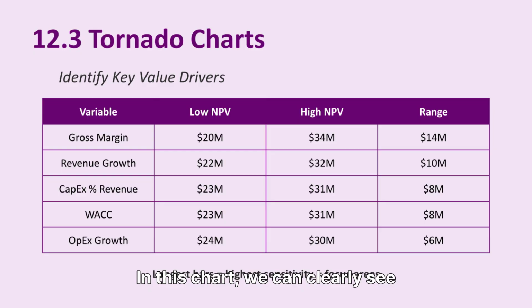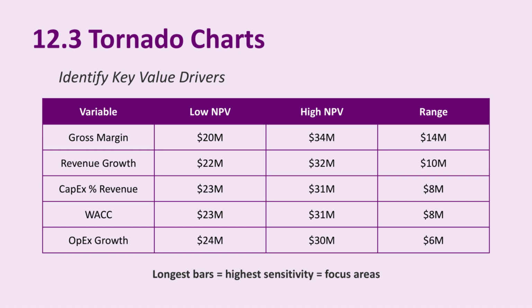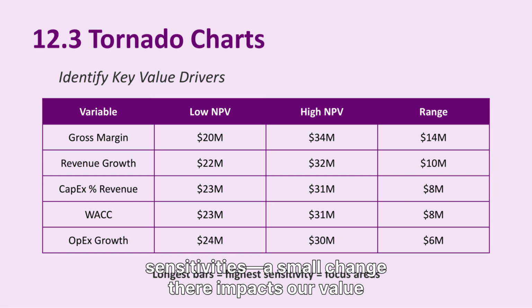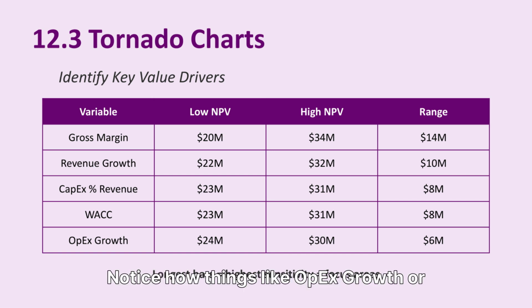In this chart, we can clearly see the tornado shape. The variables at the top have the longest bars, meaning they cause the largest swings in NPV. Here, gross margin is the king of sensitivities. A small change there impacts our value by $14 million. Revenue growth is second. Notice how things like OPEX growth or CAPEX are at the bottom with much shorter bars.